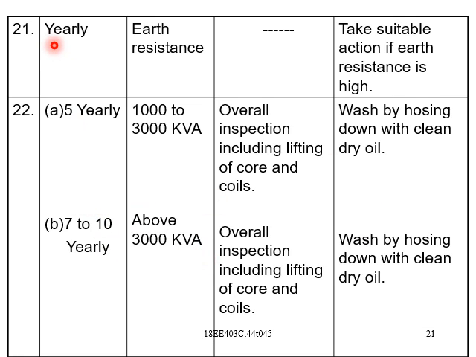Moving on to the next. In table 2, yearly maintenance is done for earth resistance as usual in table 1, and take suitable action if earth resistance is high. As I've said, it should be low. If it is high, take suitable action. The action is we need to wet the surface, wet the earthing pits.